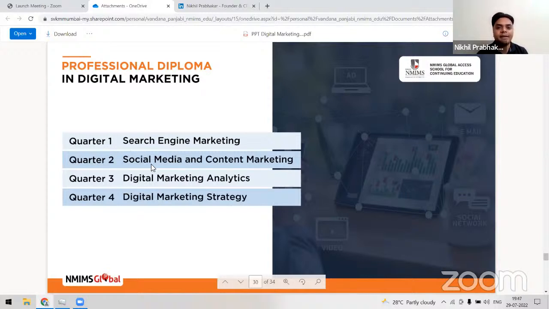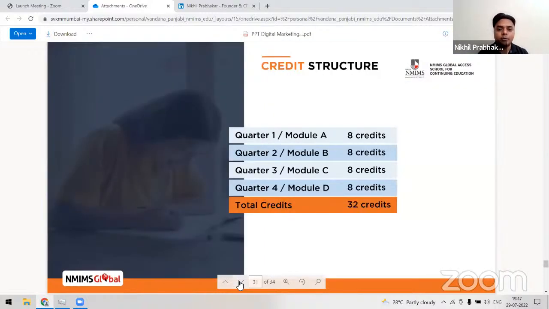Then you move to quarter 2, where the same things are discussed in the social media and content marketing space. How can we use social media and content in the current marketing environment? Then we learn about analytics, and then we learn about how to combine them all in the diploma program. Okay? This is the overall structure for the diploma.